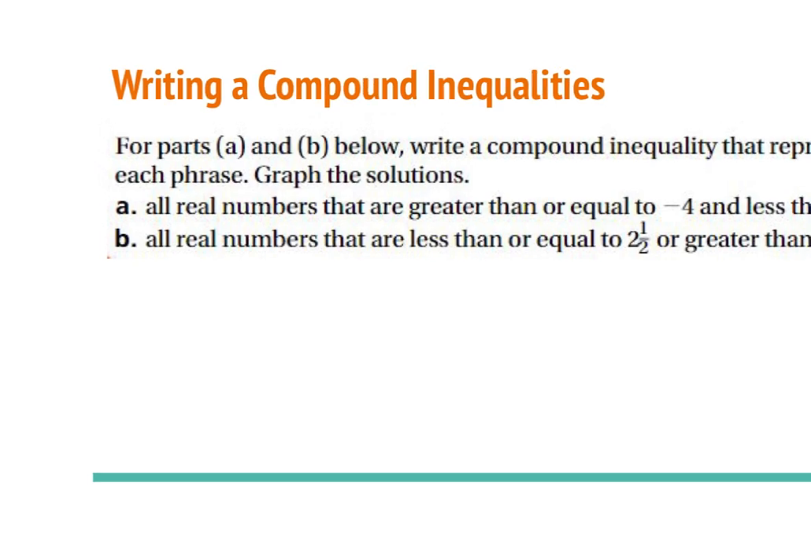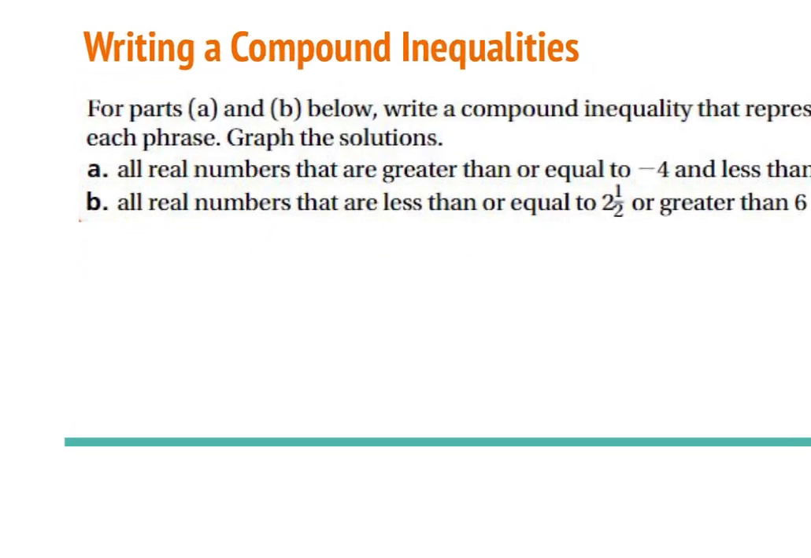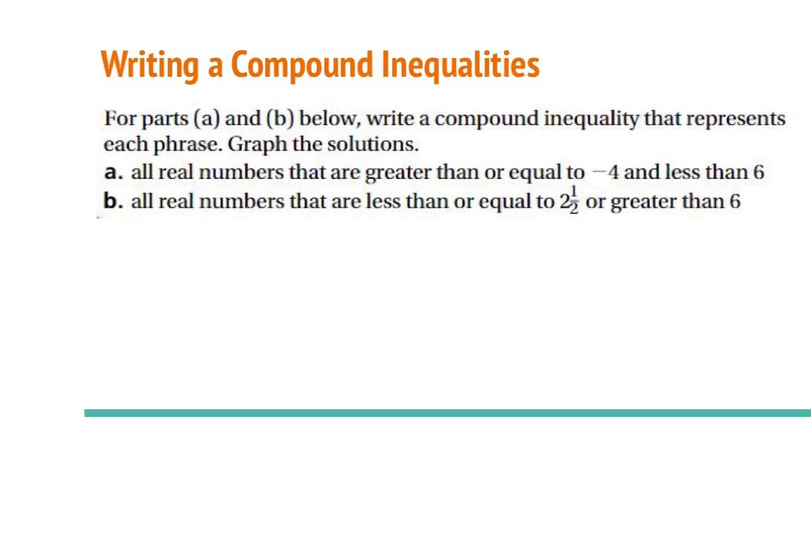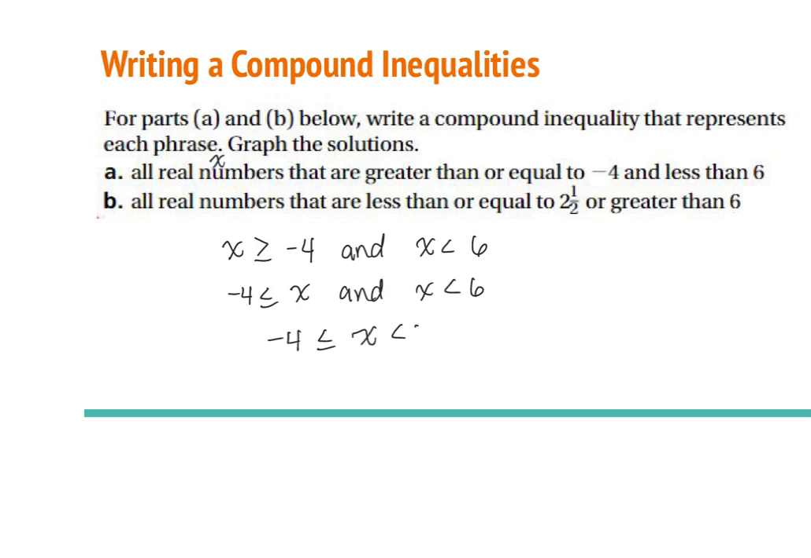Writing a compound inequality. Okay, let's do two more. A: all real numbers that are greater than or equal to -4 and less than 6. So x is greater than or equal to -4, and x is less than 6. From here, remember, we want to flip this. So this is -4 is less than or equal to x, and x is less than 6. So -4 is less than or equal to x, which is less than 6.